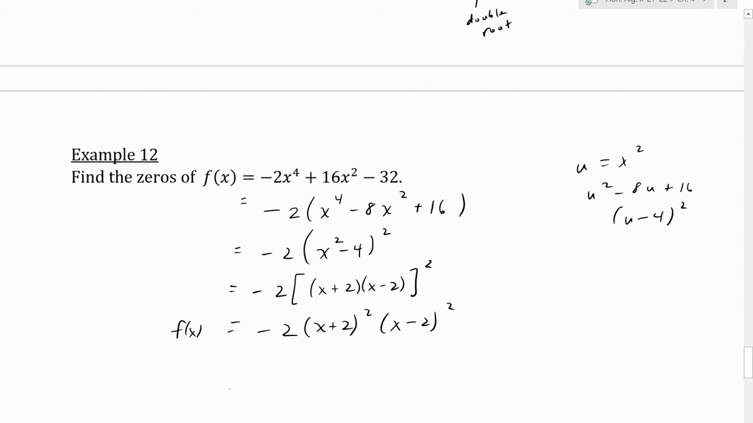And they want a list of the zeros, which are just the x values that will make this thing equal 0. And they are -2 and +2, and they both have a multiplicity of 2. Or they'll call them double zeros, because they're zeros and each one showed up twice.